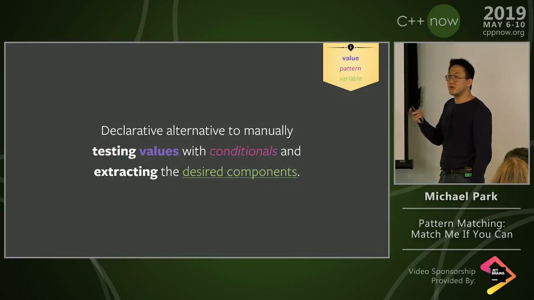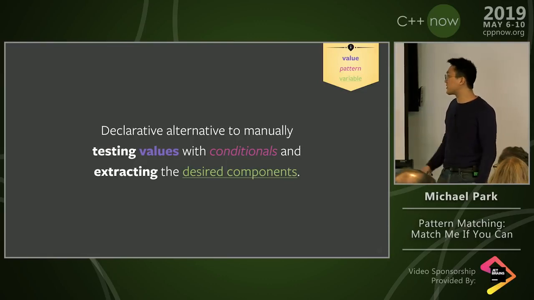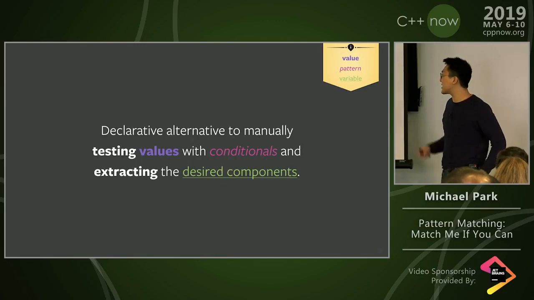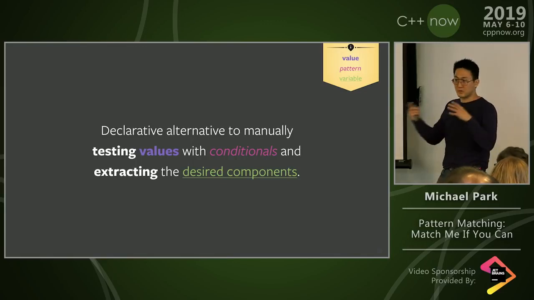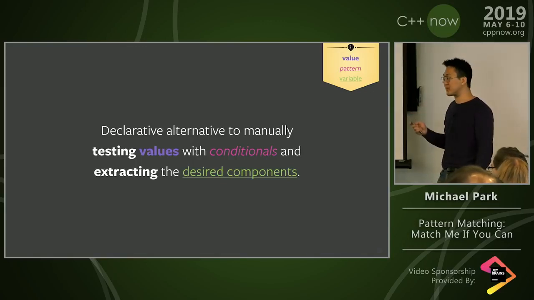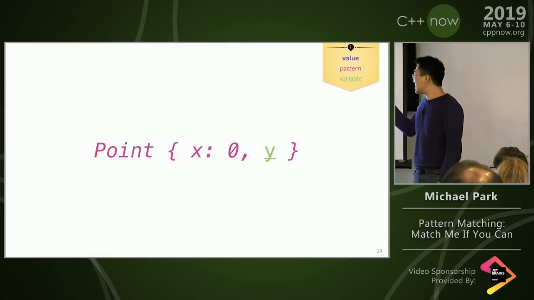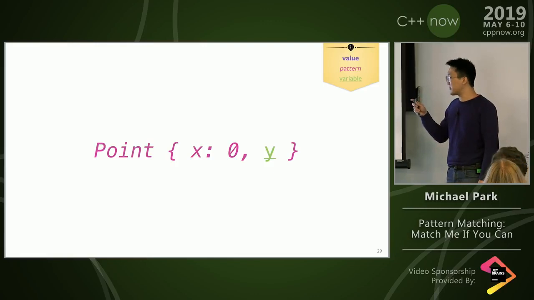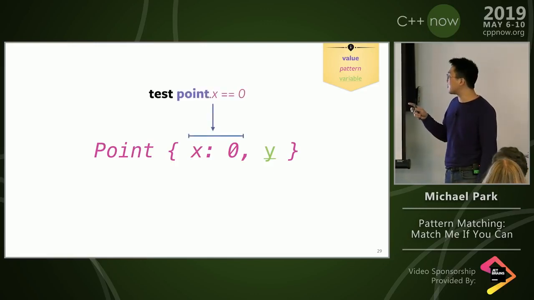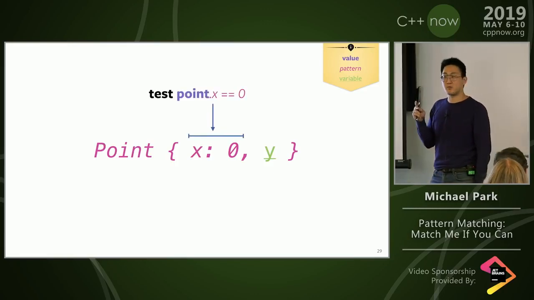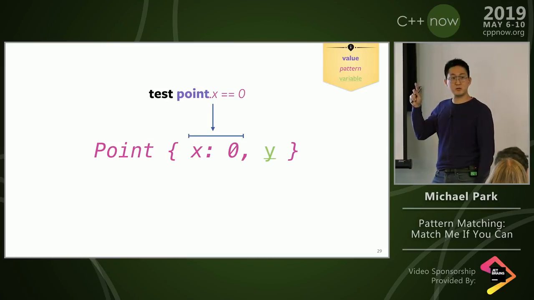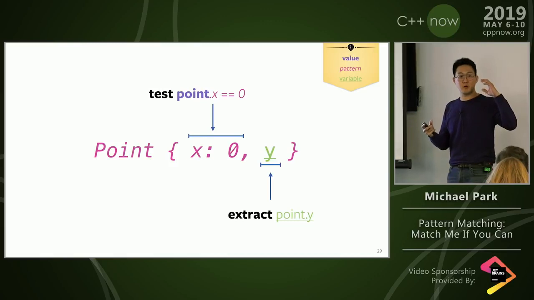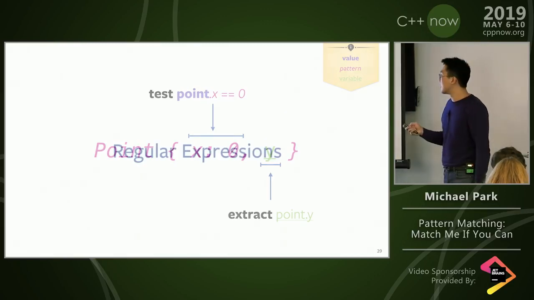Okay, so in this view, pattern matching can be viewed as a declarative alternative to manually testing values with conditionals and extracting the desired components. Right, so those are the corresponding pieces that you would be replacing. So here's the pattern that we matched earlier. In this case, there's two things happening, right? One is the test portion. We're testing for this point.x = 0 condition, and the other is the extract portion. And these two things are embedded in a single pattern.